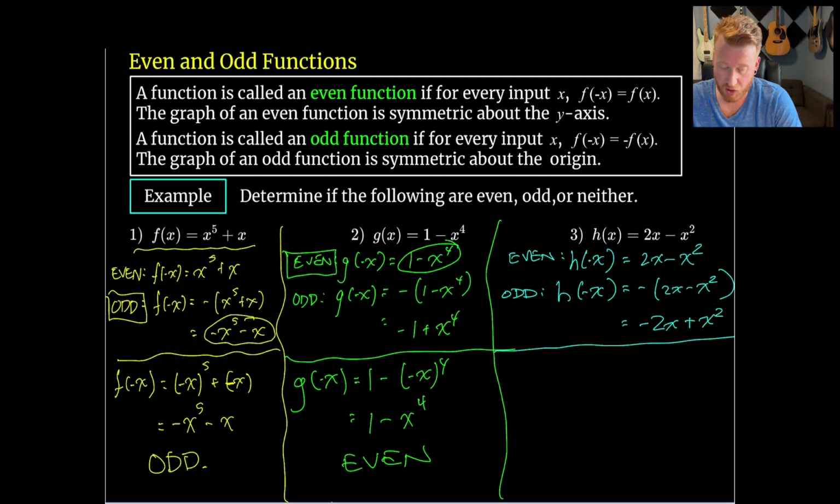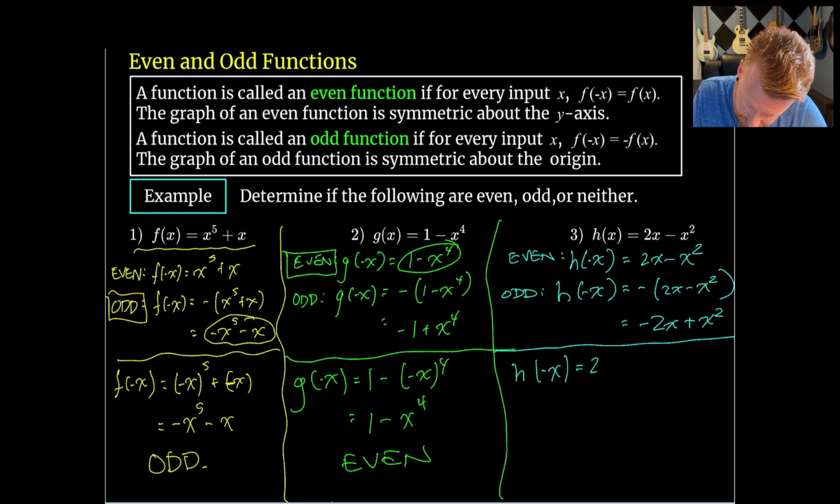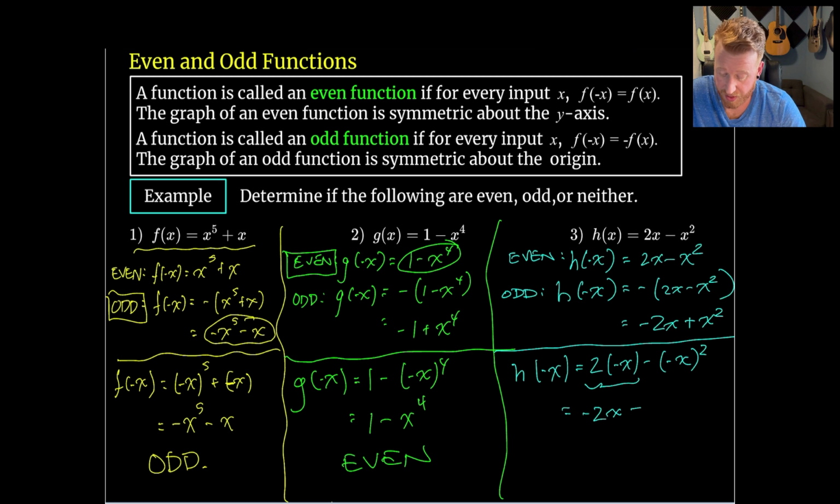So let's take a look here, and we will actually compute what h of negative x is. That just means everywhere I see an x in the original function, I'm going to replace that with a negative x and then simplify and see what we get. So 2 times negative x gives me negative 2x. And then we've got minus, and we talked about how if we have a negative value being raised to an even power, then the result will be positive. So this gives us x squared here. And that minus in between is still the minus in between here.